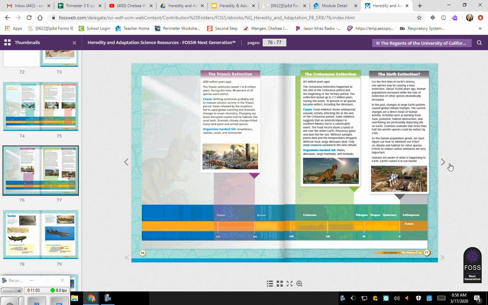And these dates are very estimated. We don't know for a fact when these things existed, and we don't know if we will go extinct. We hope we won't, but based off our history, it's a possibility. So it's something to keep in mind.